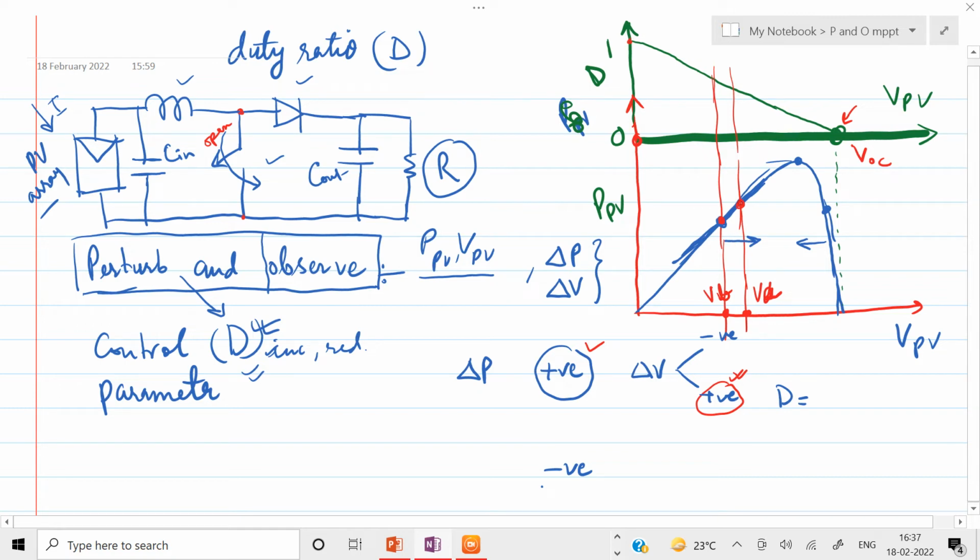Okay, so what I have to do, I have to move in this direction. I have to move on the right side of this curve. To move forward, I have to reduce this duty ratio, isn't it? So I have to go this side, I have to reduce the duty ratio. So that means D would be equal to the previous value of D minus delta D, the small perturbation which we would be doing in the duty ratio.